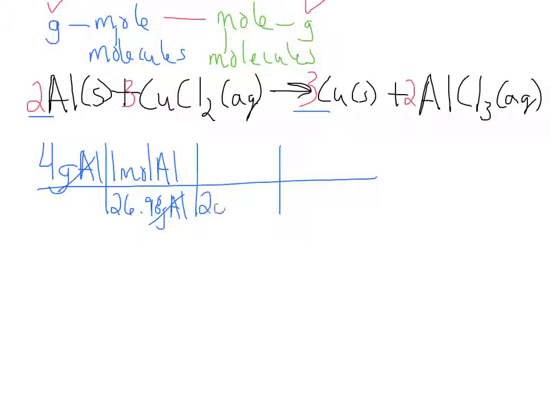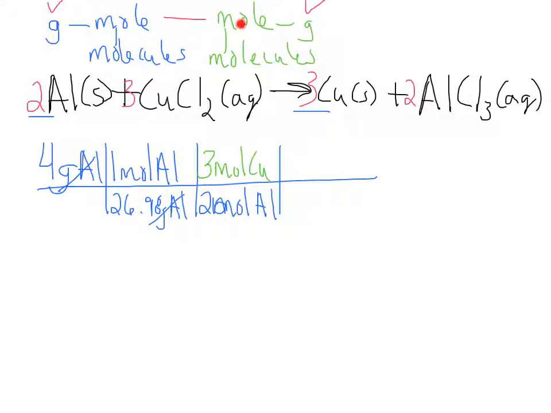So 2 moles of aluminum, okay, and again we got that from the coefficient. 3 moles of copper go on top, we got that from our balanced equation. Okay, so that step right there is the mole ratio. It comes from the coefficients of your balanced equation.